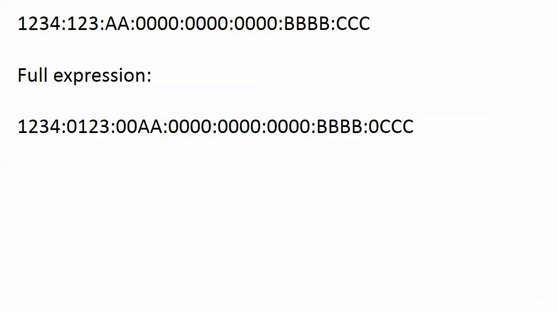So at the top here is the address once I put my 3 blocks of zeros in that were compressed by zero compression, and then the full expression, the first block is fine. Second block, you got to put 1 zero in because you got 3 values. Third block, you got to put 2 zeros in because you only had 2 values, the 2 A's. The 4 B's, that's fine, and then with the C's, you just put 1 leading zero in front of it. All there is to it.